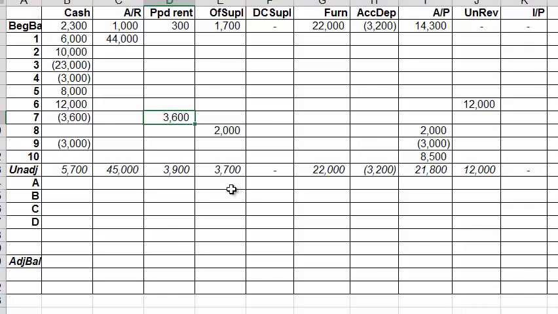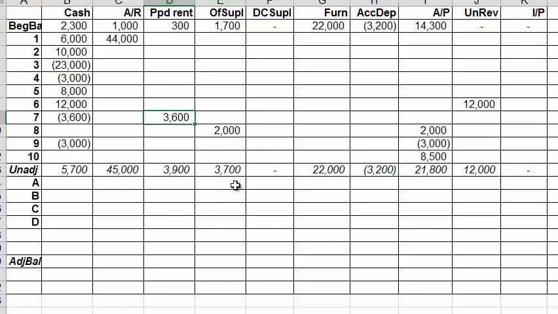Well, it's because we used a rule of thumb. The rule of thumb for office supplies was every time we purchase them, we're going to stick them in the asset account. So we started the year off with $1,700 of office supplies. We purchased another $2,000 worth of office supplies. So there's actually $3,700 in that account, and that would be a fairly common rule of thumb.